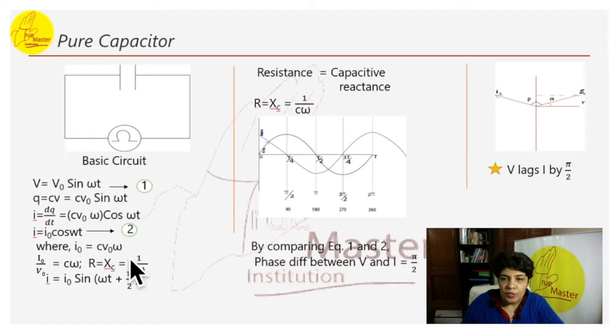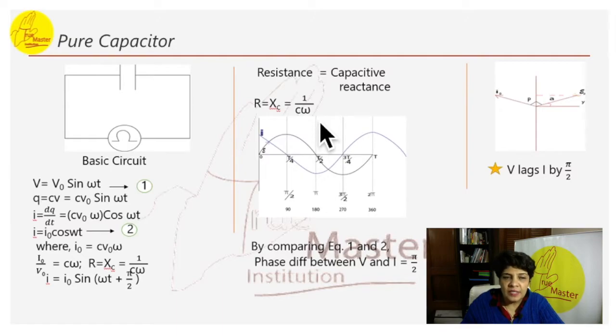If we divide both sides by V naught, from the left side, V naught by I naught can be written as R, and on the right, C V naught omega divided by V naught, the V naught cancels and we are left with C omega. So R is actually V by I, and this one by C omega we represent by XC, the capacitive reactance. So R equals XC equals 1 by C omega, which is the capacitive reactance.